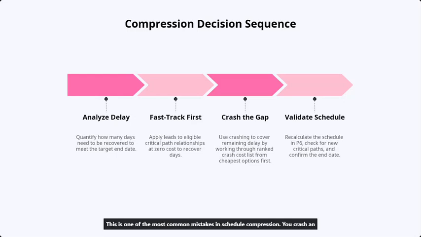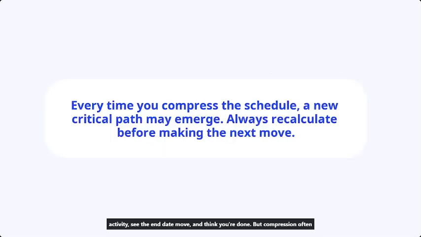This is one of the most common mistakes in schedule compression. You crash an activity, see the end date move, and think you're done. But compression often reveals a parallel path that's now equally critical or even more critical. Always recalculate after each change and re-examine which activities now drive the end date before making your next compression decision.